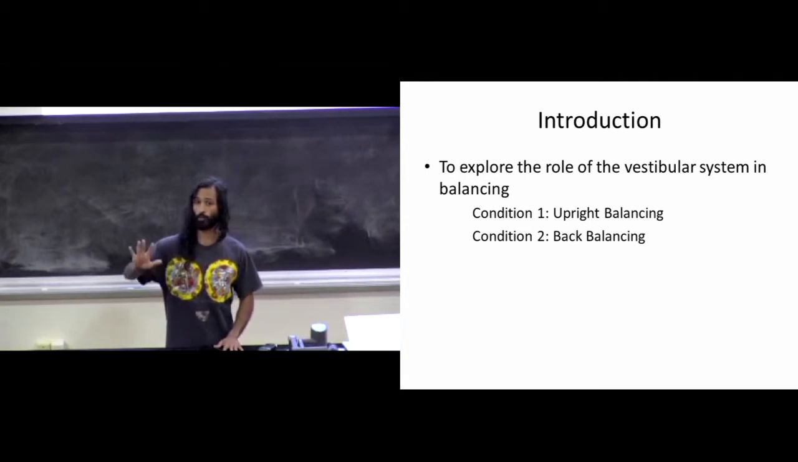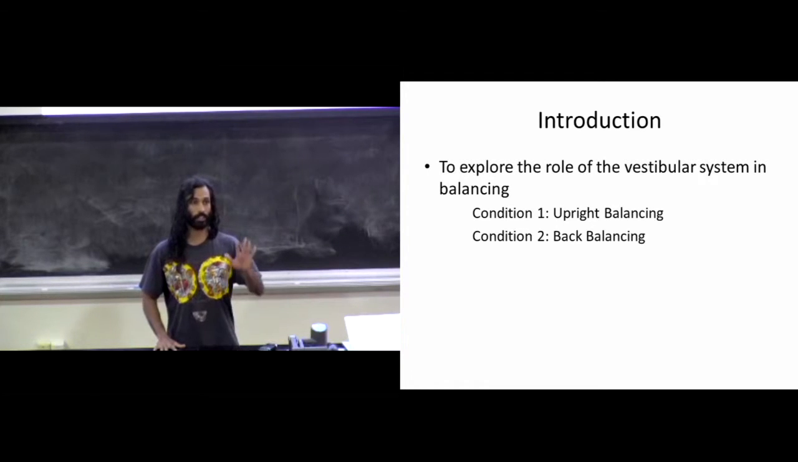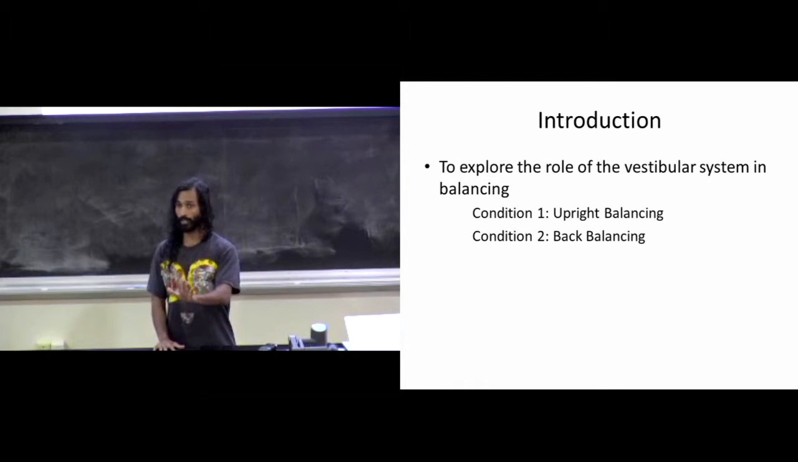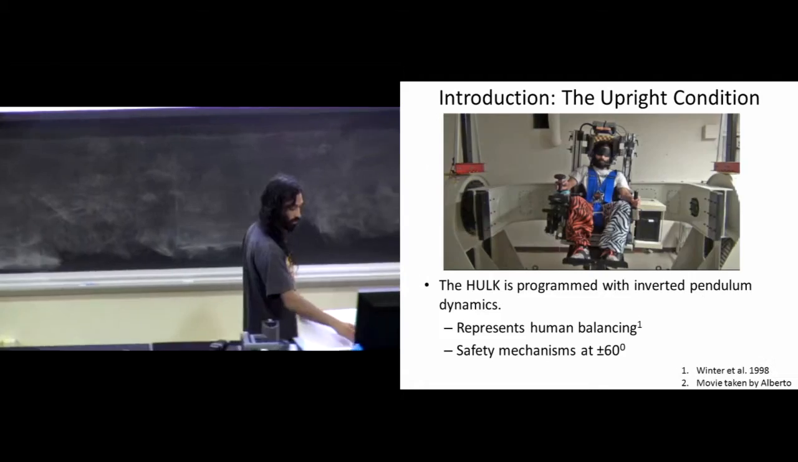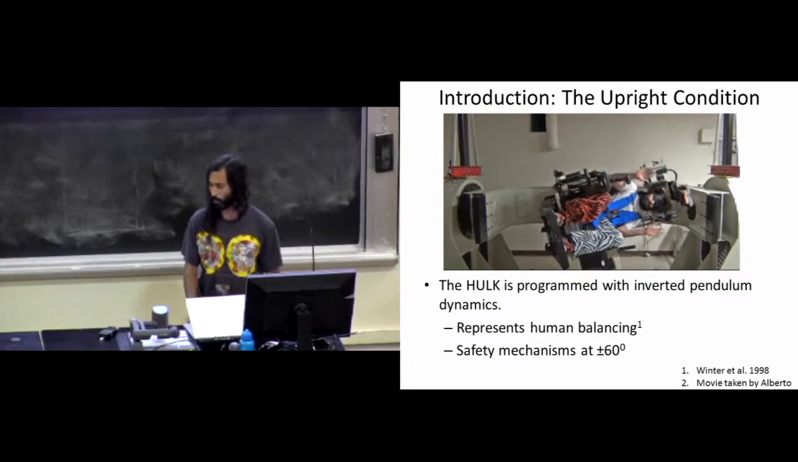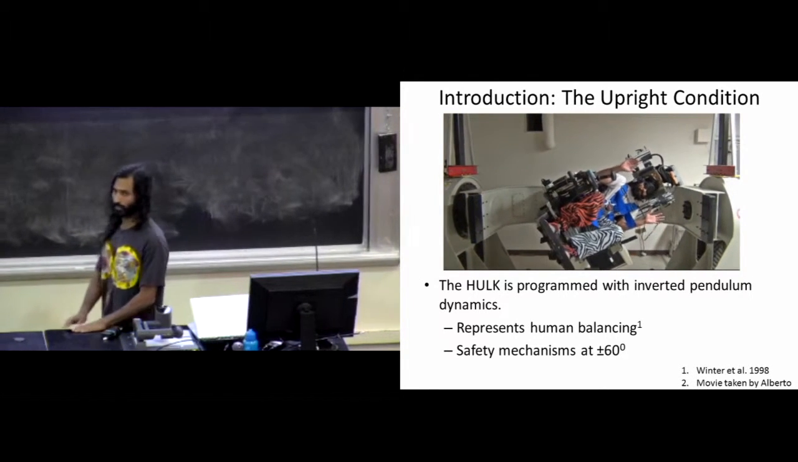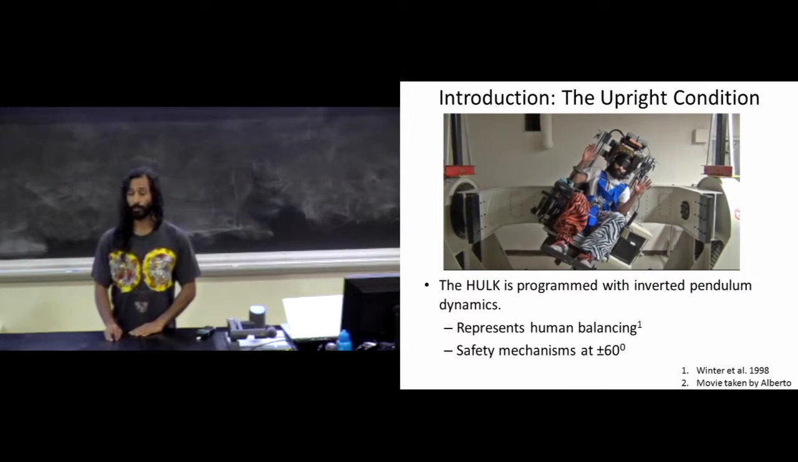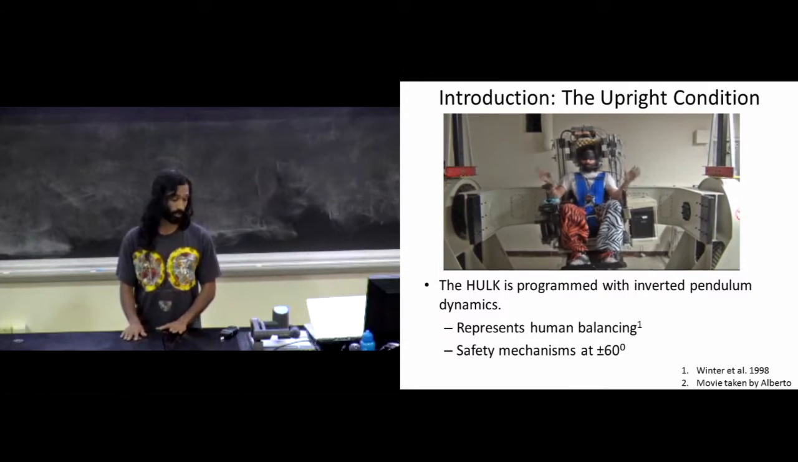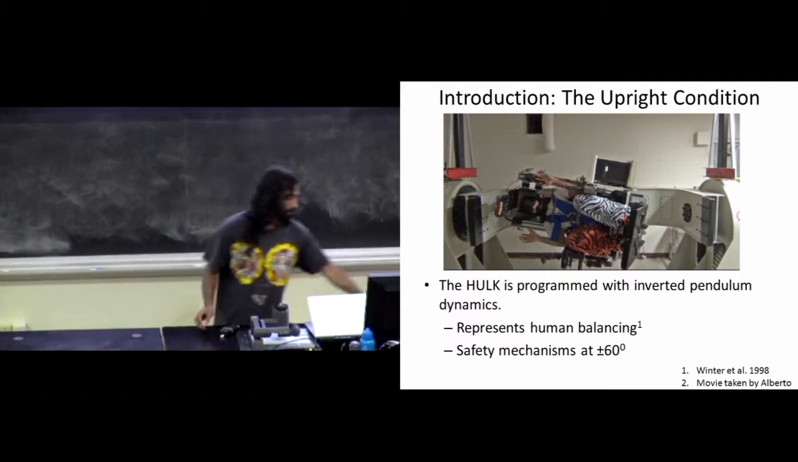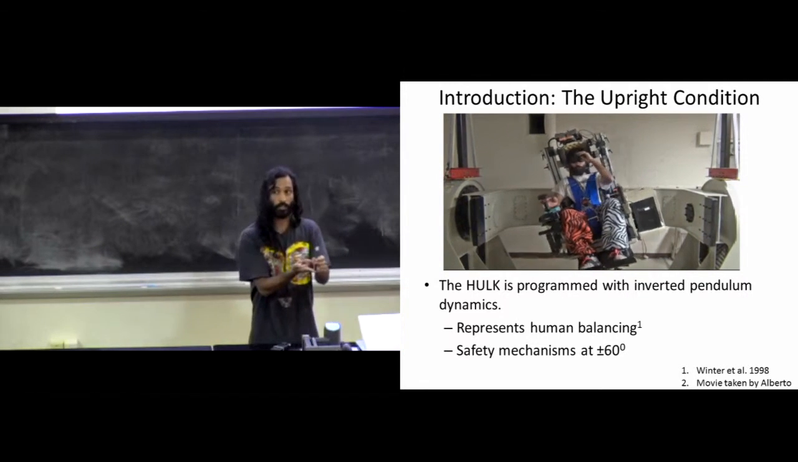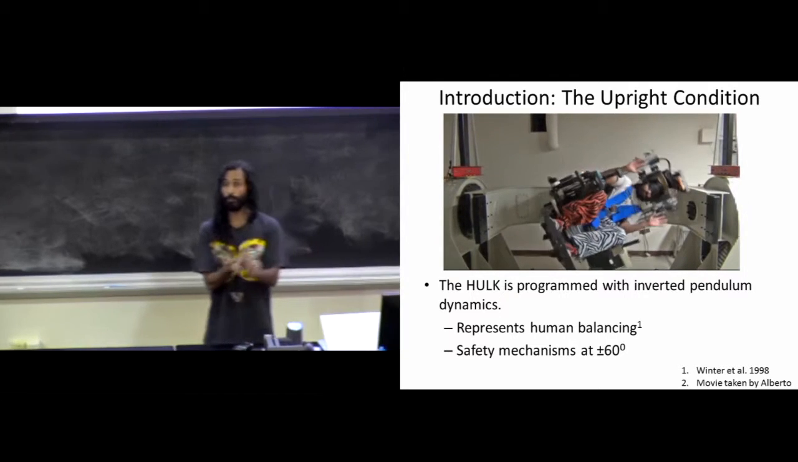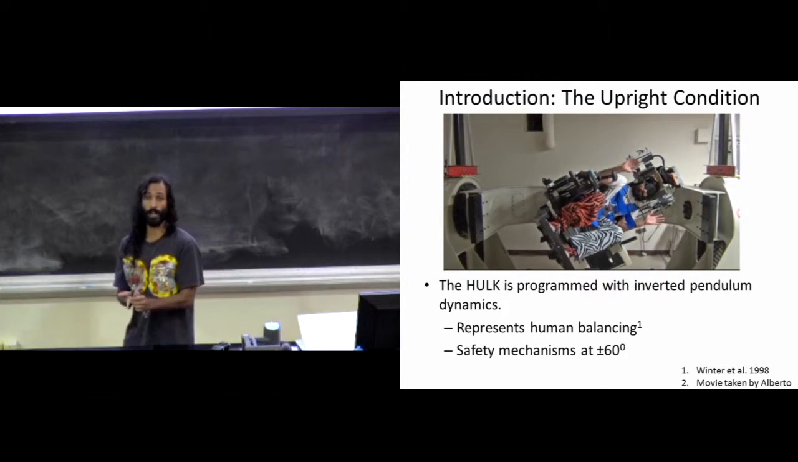First I'll describe these conditions, and then I'll explain to you how the vestibular system works and how the vestibular signals are different in each of these conditions. So in the first condition, I take the humans and I strap them into this beast known as the Hulk. And the Hulk is programmed to behave like an inverted pendulum. And an inverted pendulum is just like balancing a pencil on your fingertip. It turns out that the inverted pendulum is a good first approximation for human balancing.